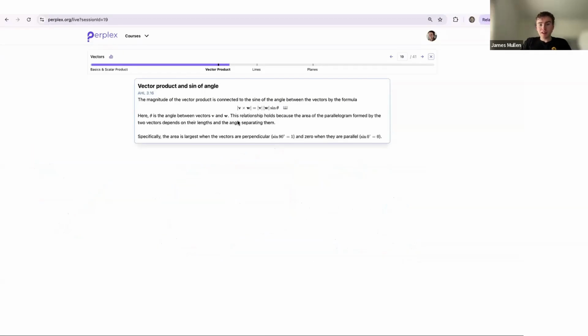Yeah, so this is what I was saying. There's a connection between the vector product and the sine, and therefore, I mean, this is in your formula booklet, we can find the sine of the angle using the vector product. All right?